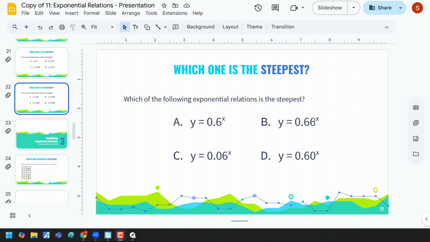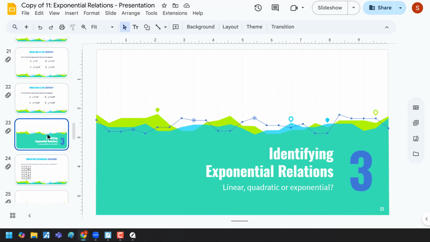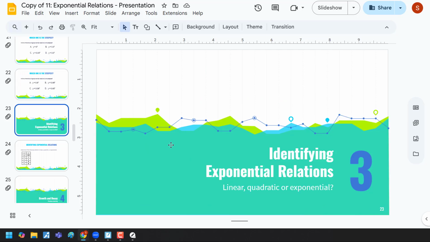So 0.6, 0.66. Well, 0.66 is bigger than 0.6. 0.60. Well, 0.66 is still bigger. And 0.06. So 0.66 is the biggest. But are we looking for the biggest? The answer is no, we're not. When we're decreasing, we're looking for the smallest number. So the answer is C, 0.06. The answer is C. Congratulations for those of you who got it. For those of you who didn't, you got to do a little bit more practice.